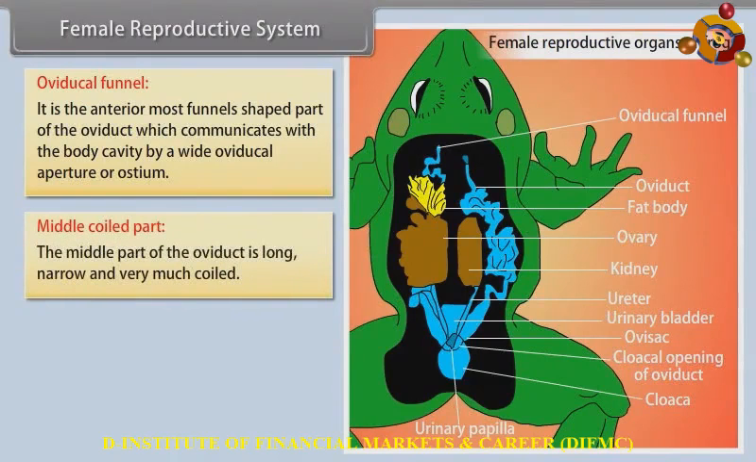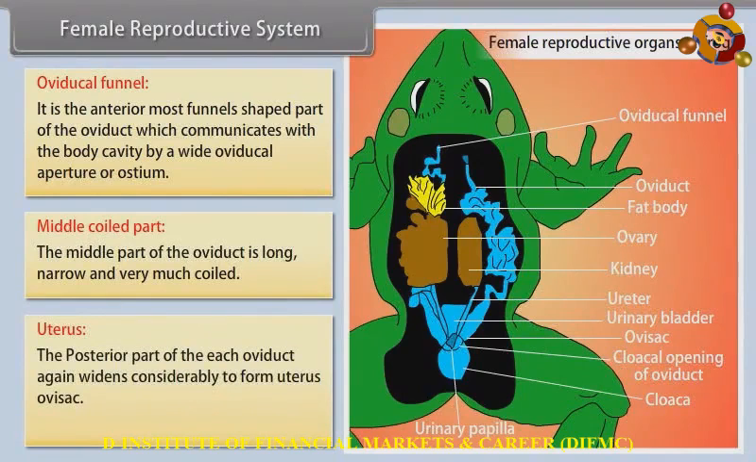Middle coiled part. The middle part of the oviduct is long, narrow, and very much coiled. Uterus. The posterior part of each oviduct again widens considerably to form the uterus or ovisac. The fertilization in frog is external.